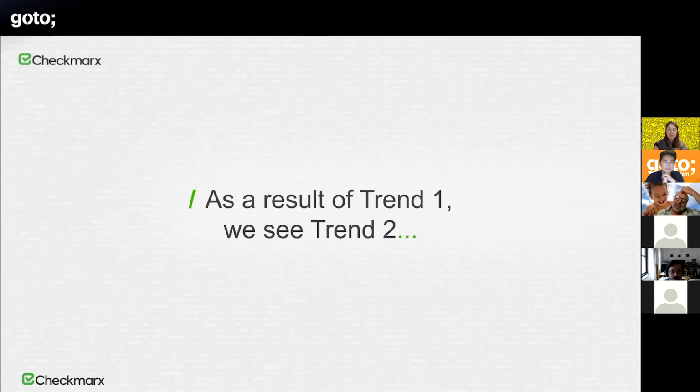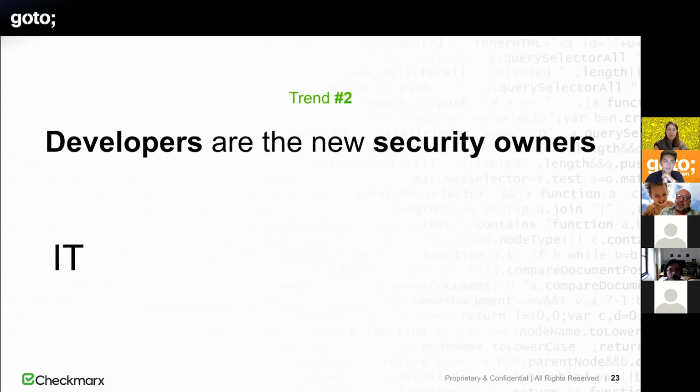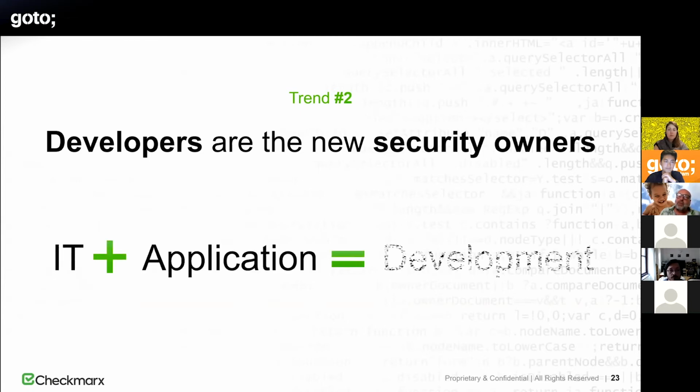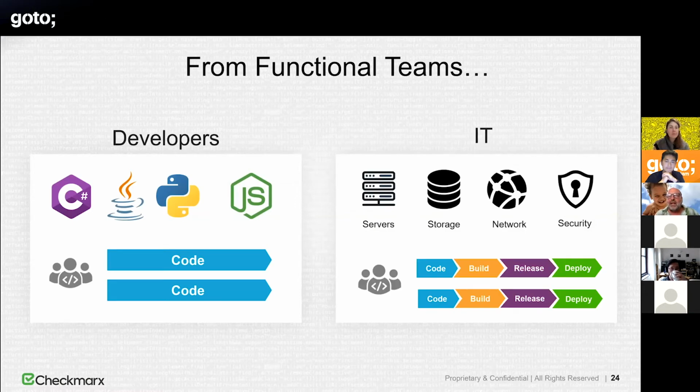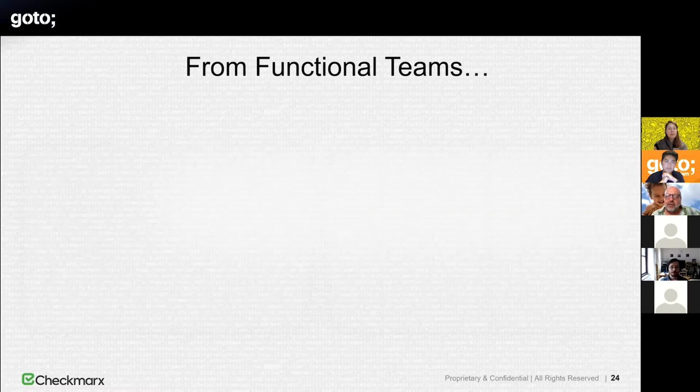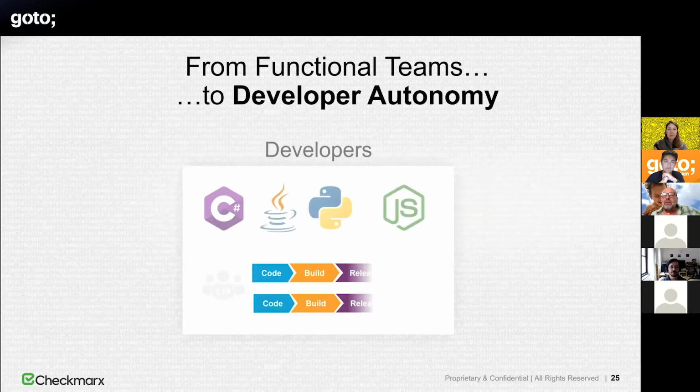The other trend that we see, and that's a huge trend, is the fact that developers are the new security owners. And why is that? IT and applications are really merging together into development. If you're looking at the modernized cloud native development group, they're doing everything. They're doing the IT, the application, the security. It's not like in the past, when developers and IT were two different groups. Today, it's becoming one group. So from functional teams, we are going to developer autonomy.